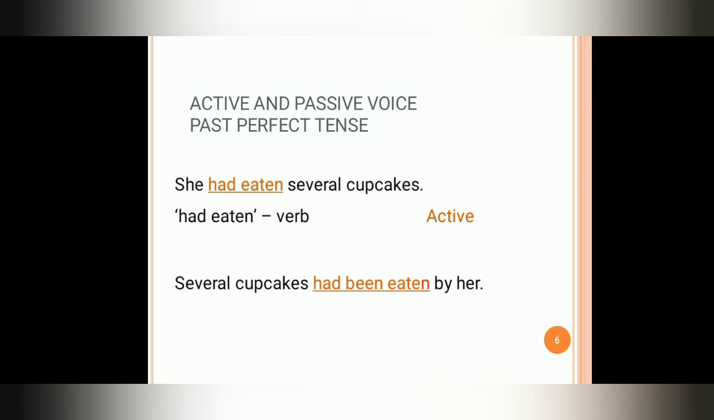So here the passive is, several cupcakes had been eaten by her. So you just see how the change has taken place. Earlier in the active sentence, we had the verb had eaten, whereas in the case of the passive, had eaten is replaced by had been eaten. Again, the third form of the verb is used in the passive voice. I hope things are quite clear.